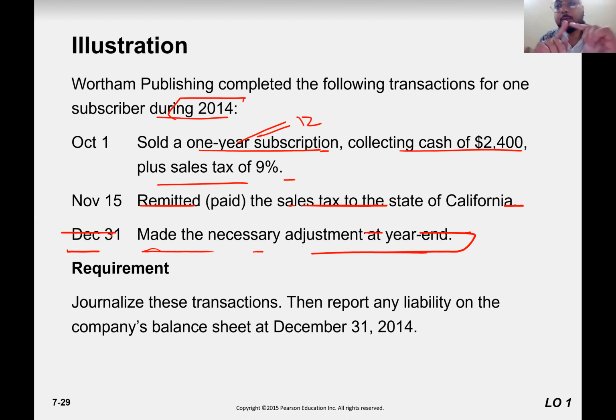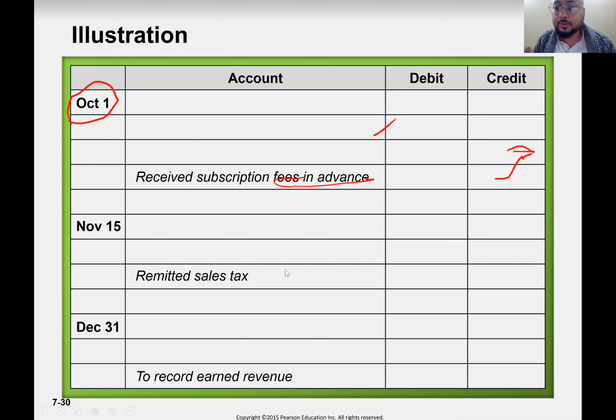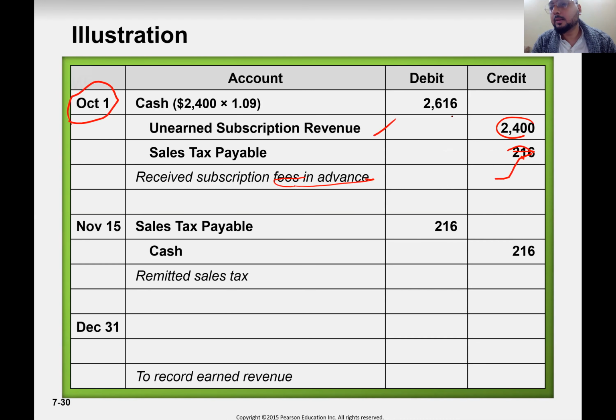So the customer paid them an all-year subscription on October 1st. How many months did they deliver the service? October, November, December. So you can divide the 2400 by 12. It means 200 per month subscription. So at the end of December 31st, 3 months from this 2400, you have earned the sales for 3 months.